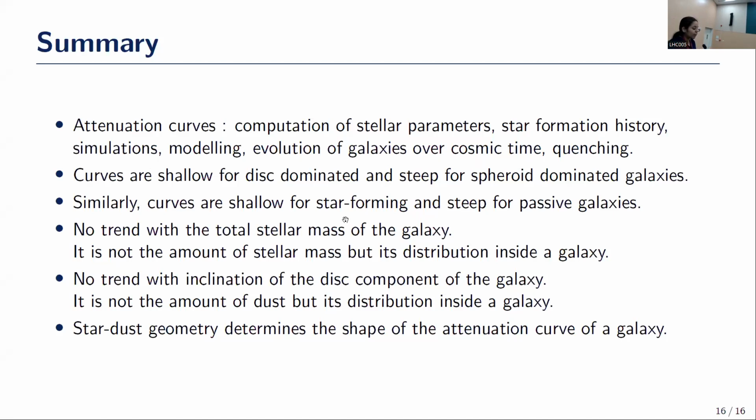So what we have found is that the curves are shallow for disk dominated and steep for spheroid dominated. Similarly, they are shallow for star forming and steep for passive. But there is no trend with total stellar mass. So it is not the amount of stellar mass, but the distribution inside a galaxy. And similarly, no trend with inclination. So it is not the amount of dust, but the distribution inside a galaxy. So distribution of stars, distribution of dust. So it is the star-dust geometry that determines the shape of the attenuation curve of a galaxy.